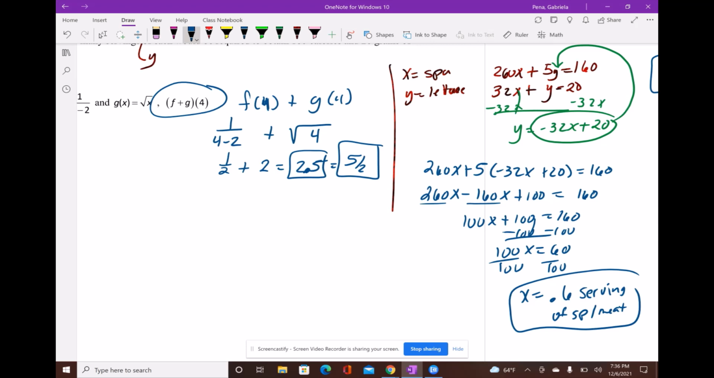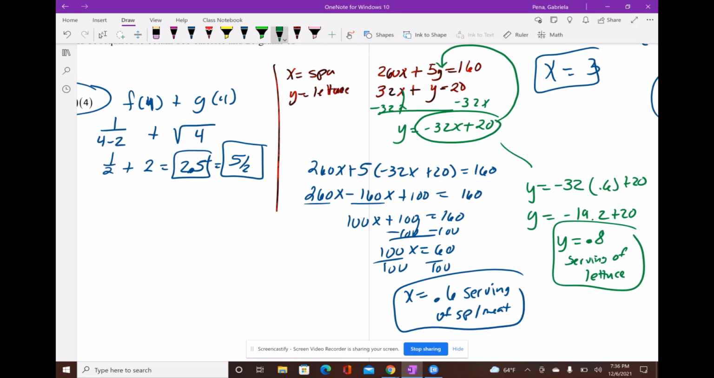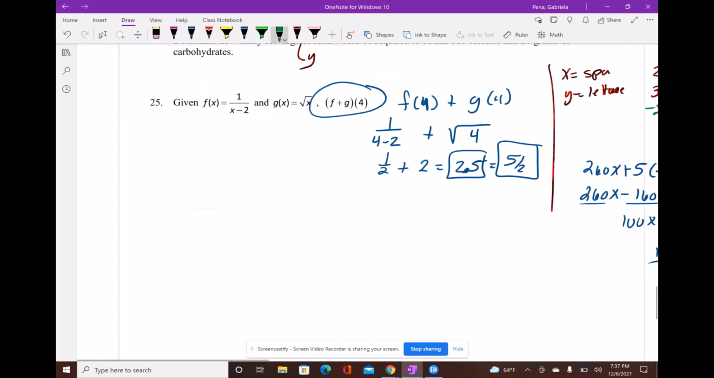Where do we plug in that 0.6 now? In the other equation. So I go here, I have y equals negative 32 times 0.6 plus 20. 32 times 0.6 is negative 19.2, plus 20, which gives me 0.8 serving of lettuce. So you can't even have 1 cup of lettuce or 1 cup of spaghetti and meatballs.